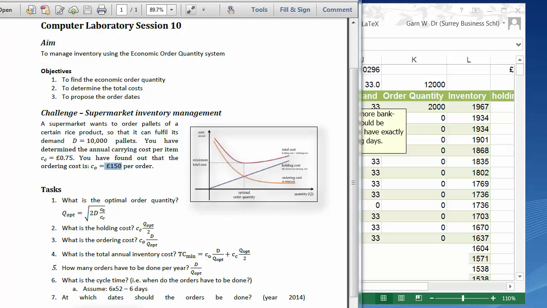Welcome to this management science tutorial. In this tutorial we are going to have a look at the economic order quantity model.